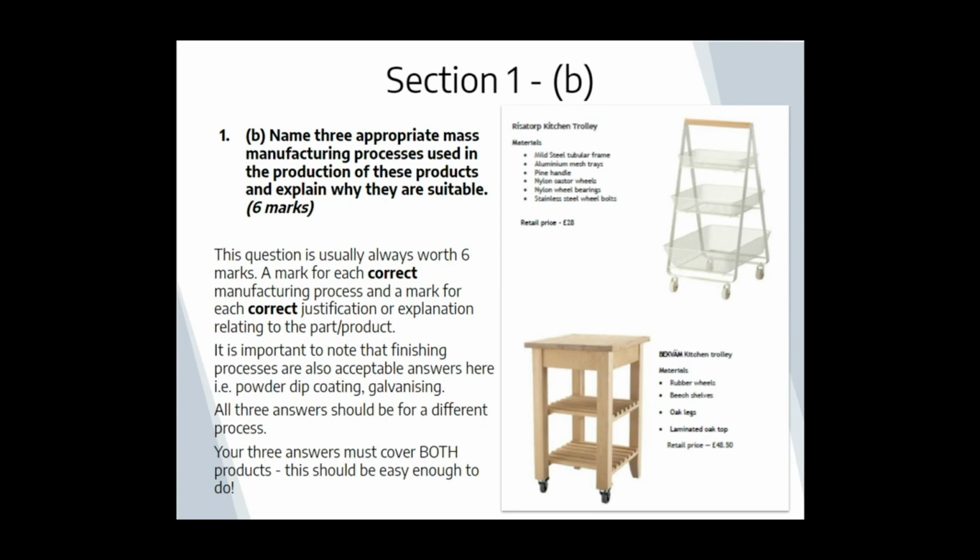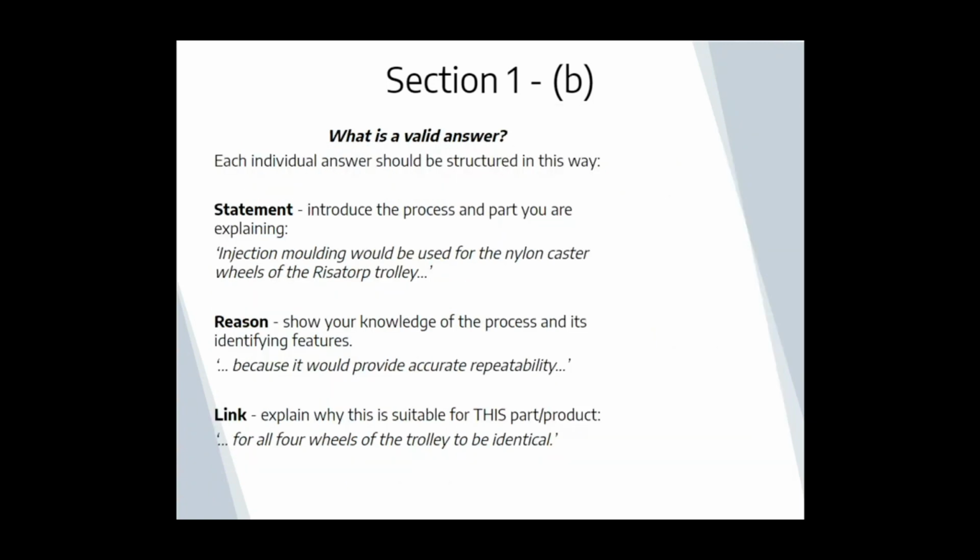It's important to note that finishing processes are also acceptable answers here. So if you can tell that the product has been powder dip coated or galvanised, those would also be acceptable processes to write about. All 3 of your answers should be for a different process. So if you know that parts from one trolley and parts from the second trolley are both injection moulded, only write about one injection moulded part. Try and get 3 different processes. And your 3 answers must cover both products, but that should be easy enough to do. There's plenty of parts to talk about for both products.